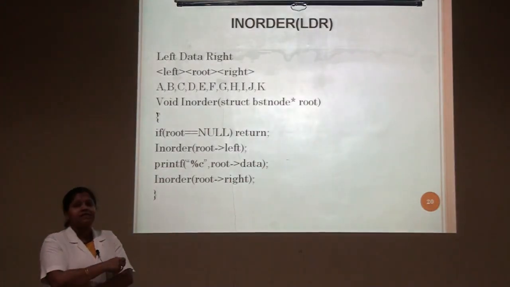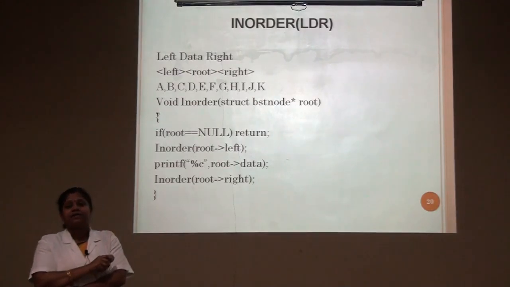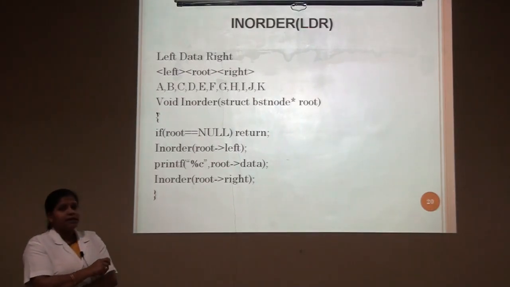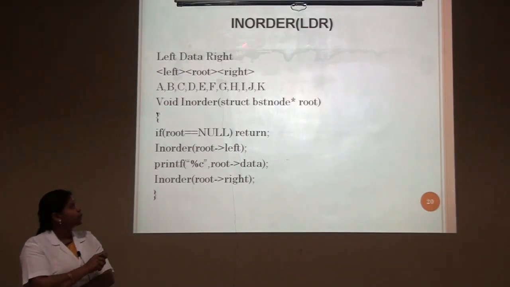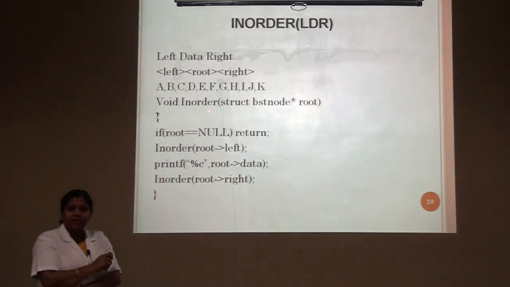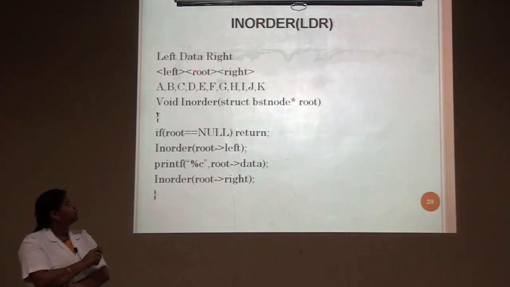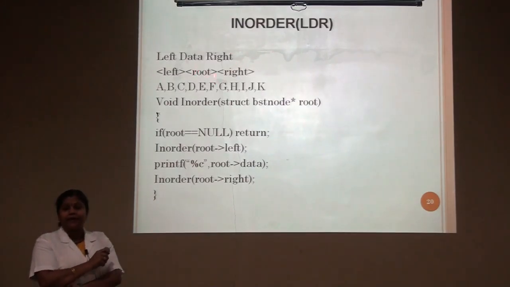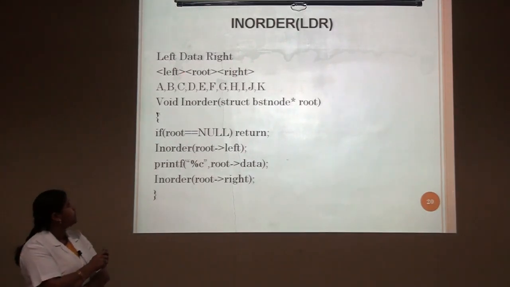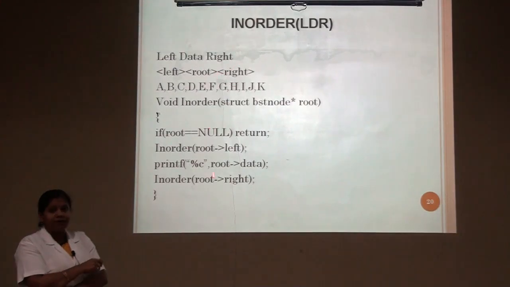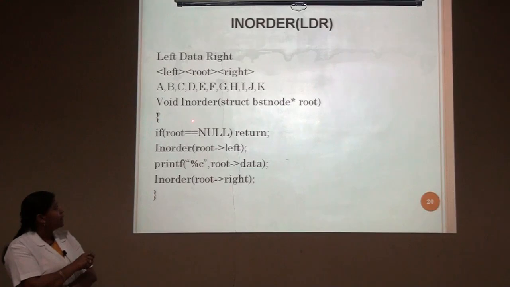Let us move on to the next kind of depth first tree traversal, the in-order tree traversal. In in-order, the procedure followed here is visiting the left node first, then coming to the root node, then going for the right child, right node. Left, root, then right node. This order is to be followed in all the levels, in all the subtrees. Here is the procedure for in-order tree traversal.